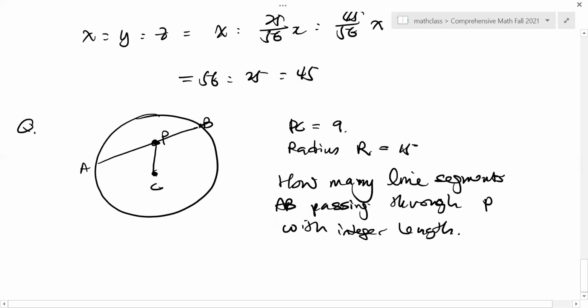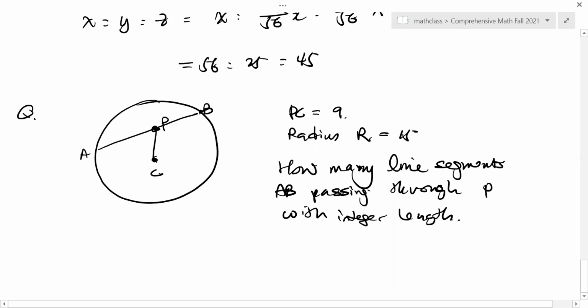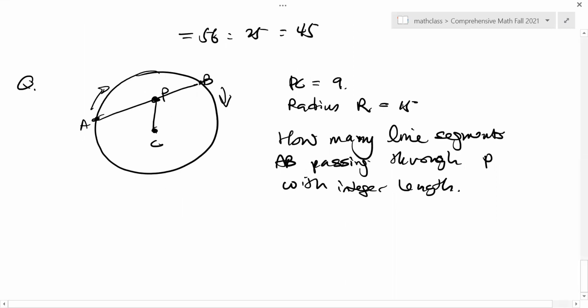Now, to solve this problem, it sounds like you have infinitely many there, right? But you can move the point. You rotate, you move the point A, then B also changes location. But it changes slowly, right? The length of the line segment changes continuously. Sometimes it is an integer, sometimes not. Can you determine all of those line segments with integer length? How many of them?